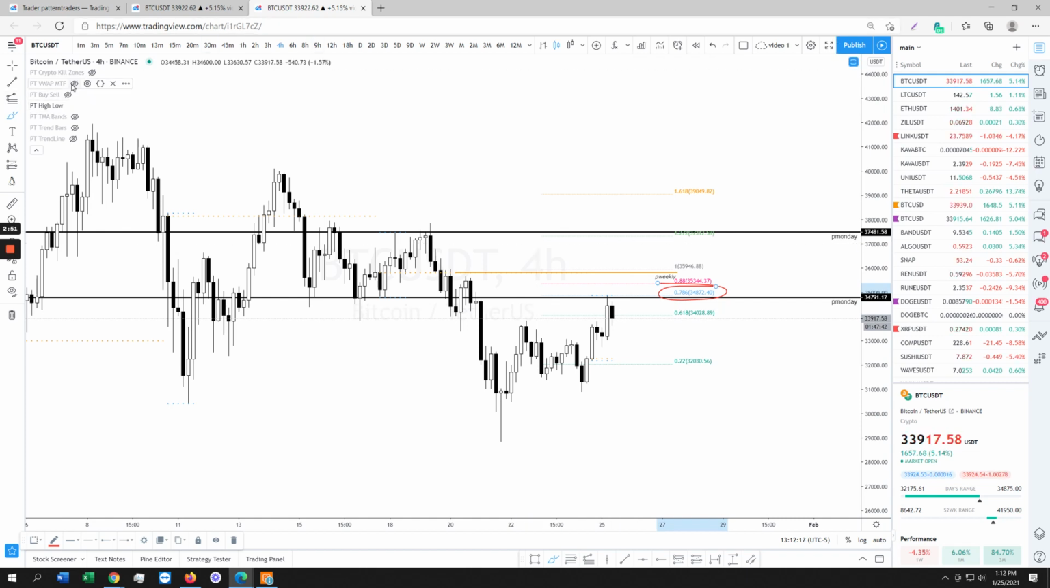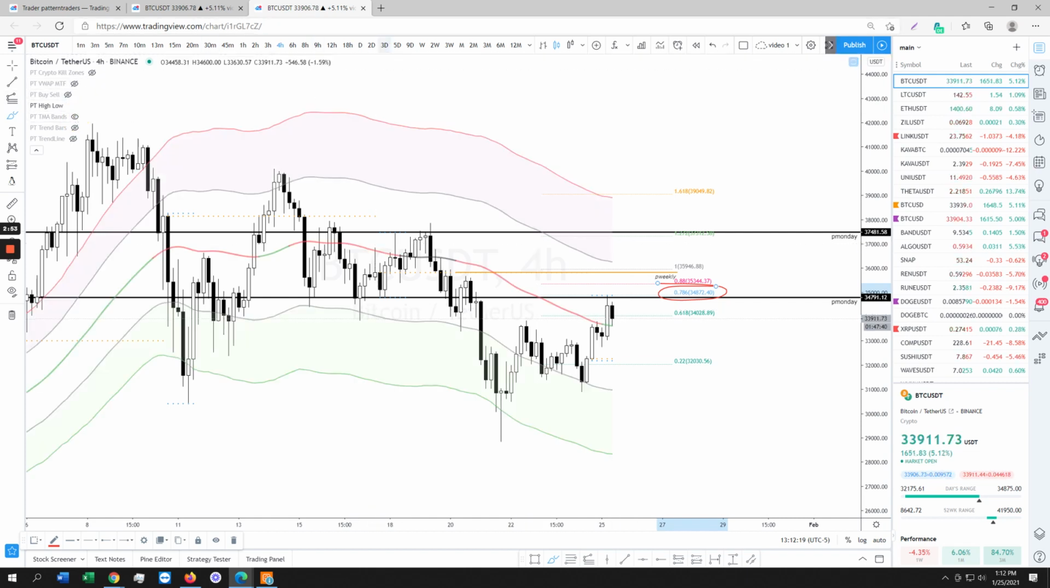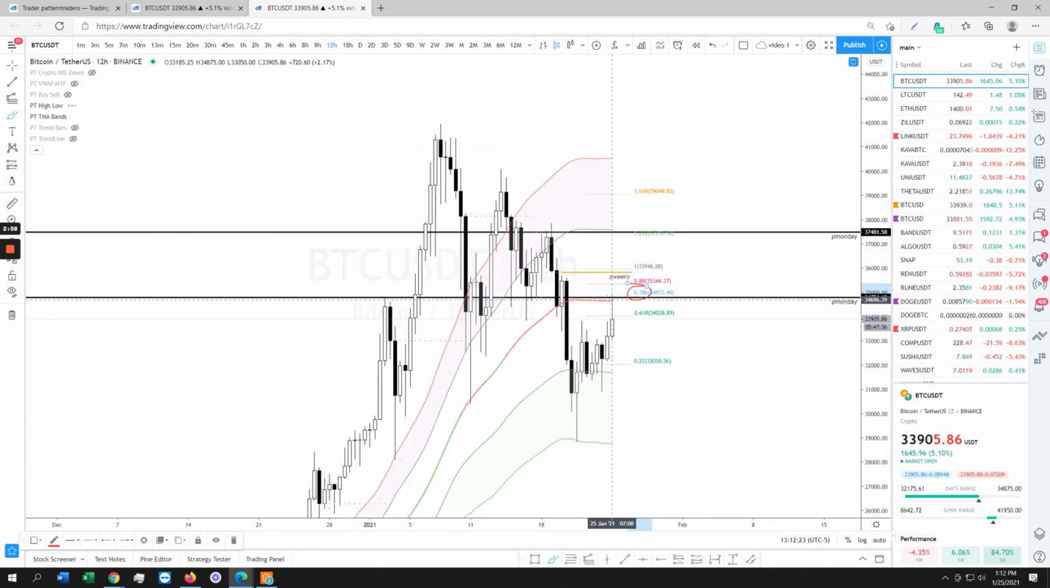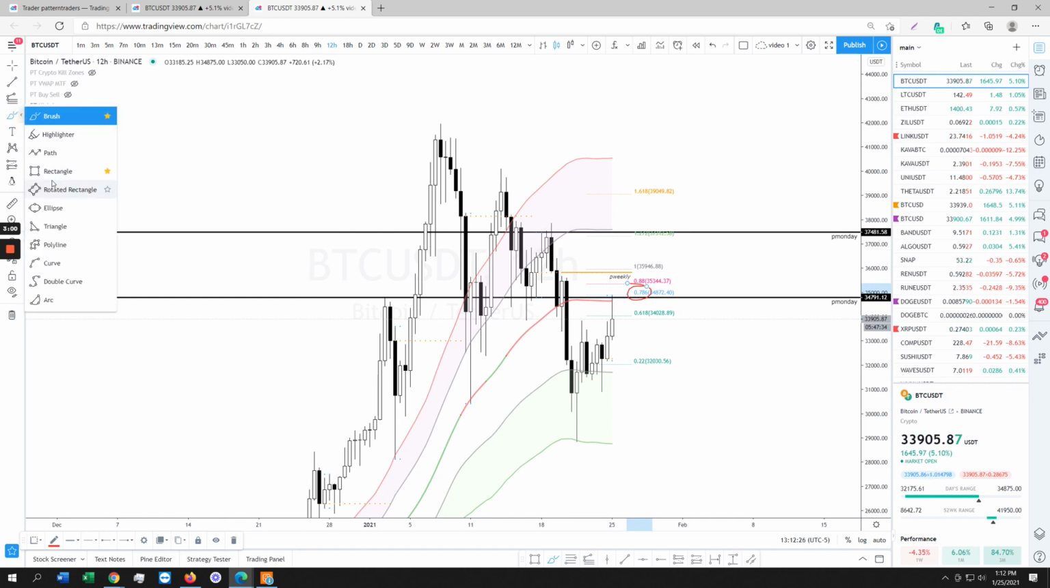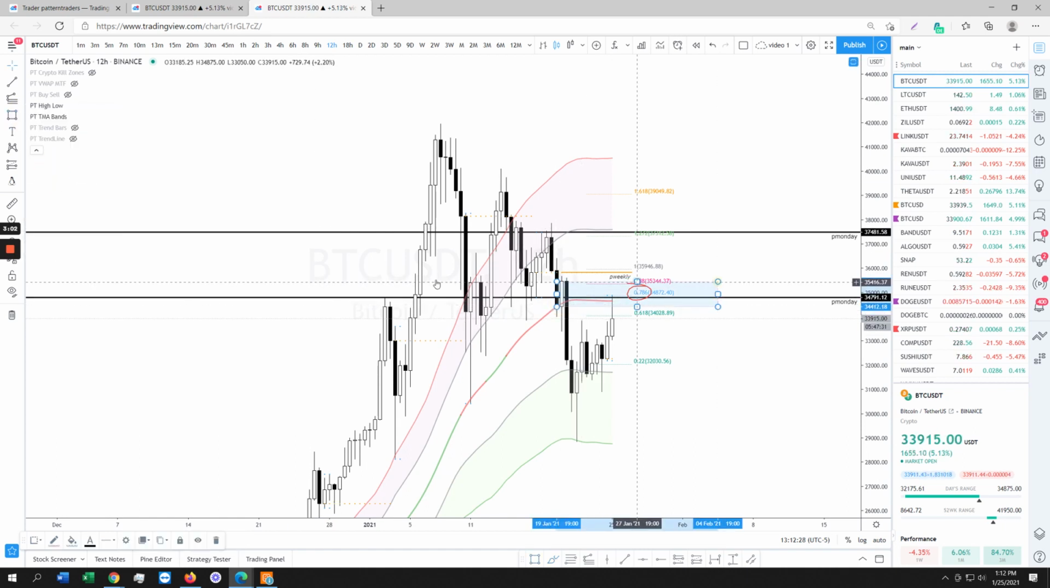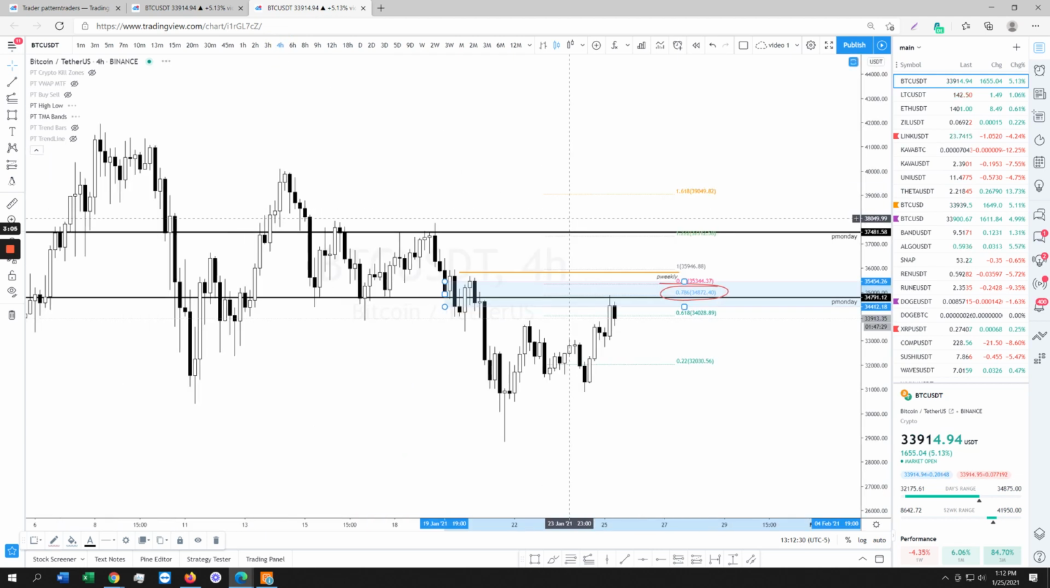which also coincides with the previous Monday low, which also coincides with our 12-hour TMA band, which also coincides with our 12-hour block, which also coincides with our, I think it's the 0.5, guys.